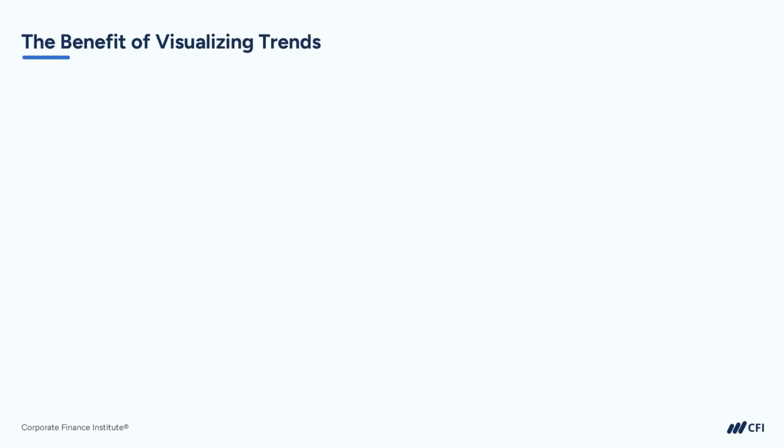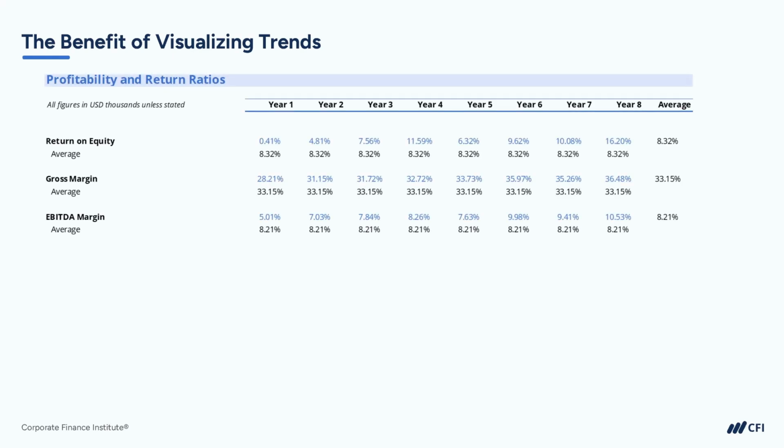Let's explore together the benefits of visualizing trends. A picture does speak 1,000 words. There are two commonly used tools that financial analysts use to make their trends visual. That is conditional formatting and, even better, charting. So let's imagine that we have a table with the following data, with data over 8 years on return on equity, gross margin, and EBITDA margin.